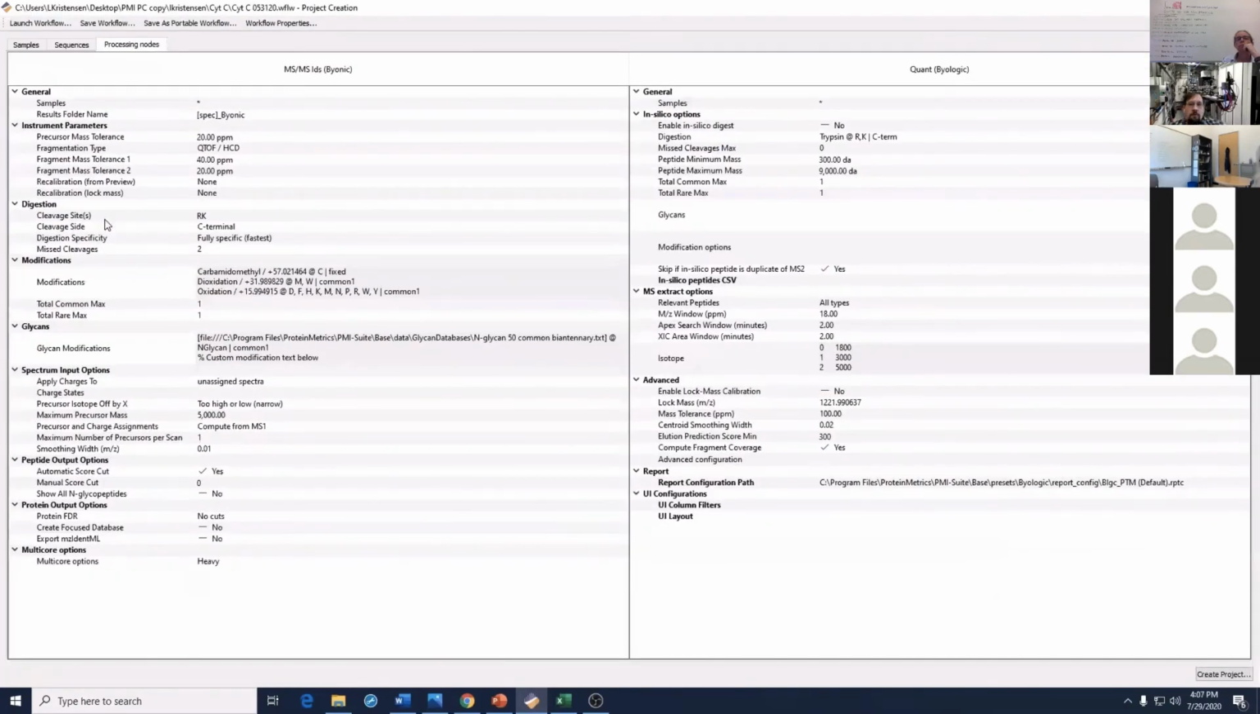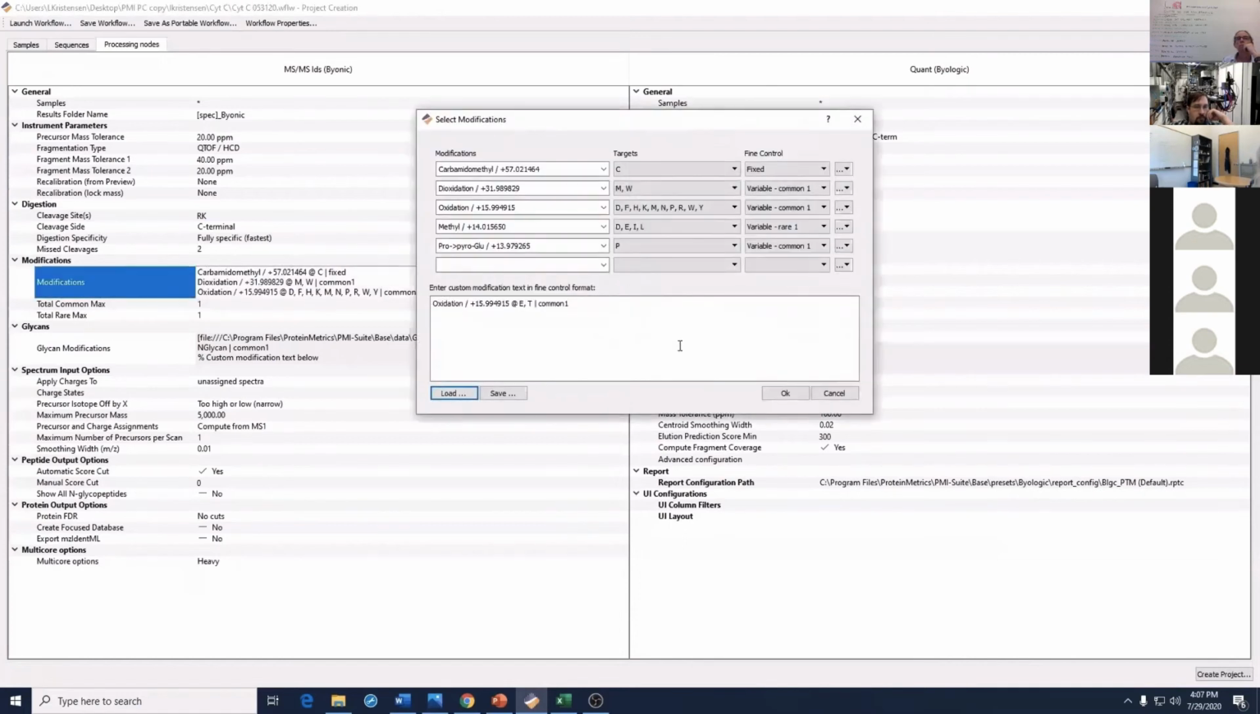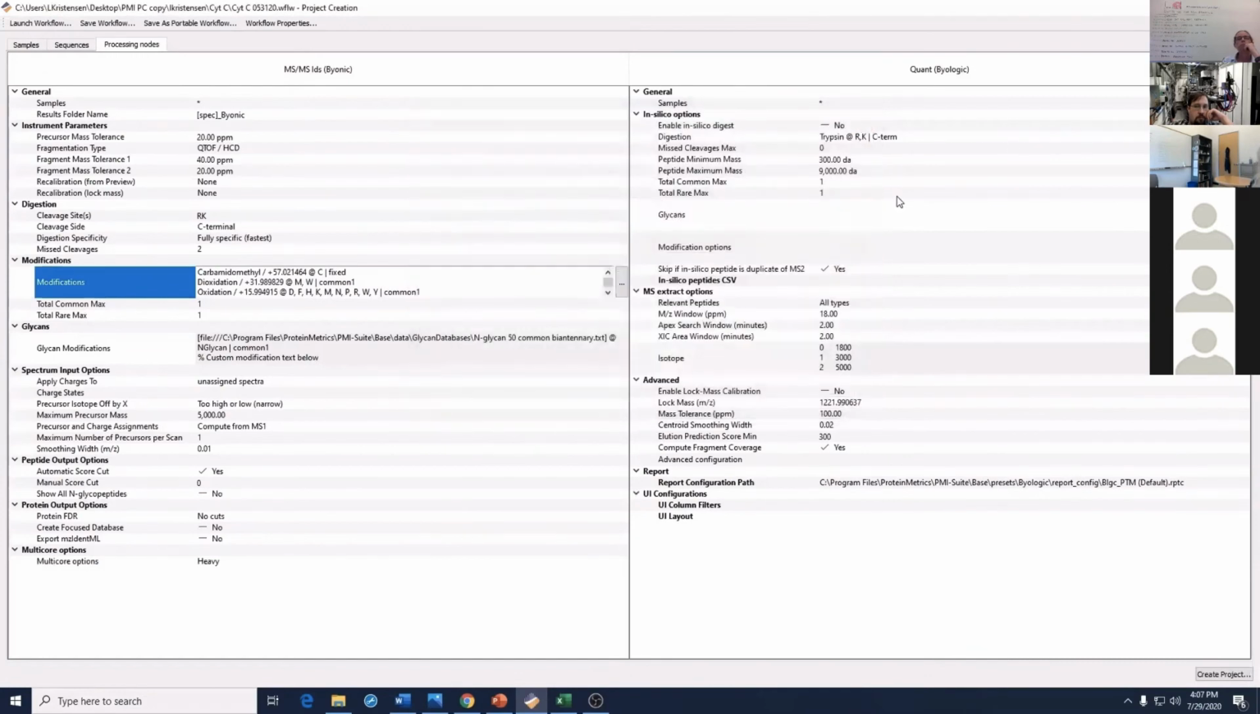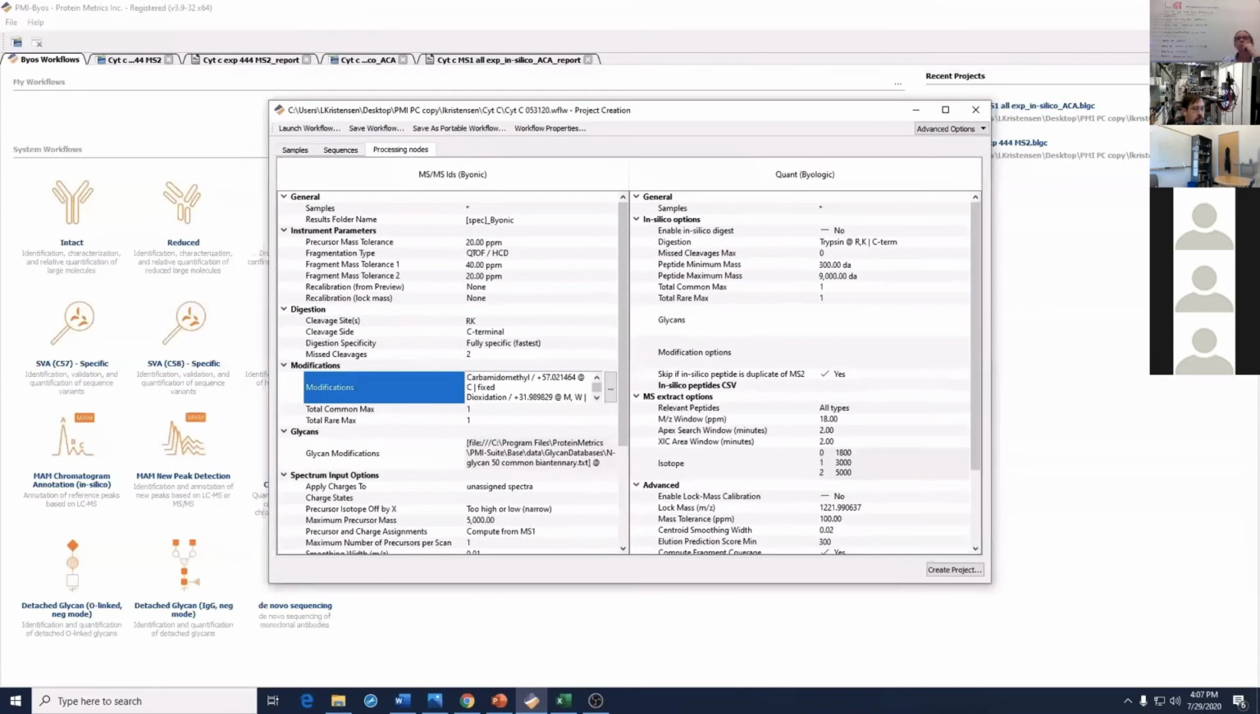One is for the digestion. Right here we have specified a trypsin digest, and we're allowing for 2 miscleavages. And then in terms of the modifications, we have specified fixed and variable modifications that are appropriate for an oxidative footprinting workflow. And then once you are satisfied with your parameters, you will go ahead and click the button down here, Create Project, and that will start the project creation.